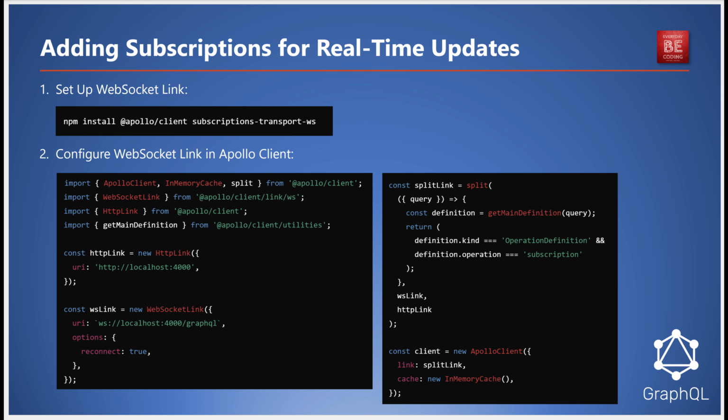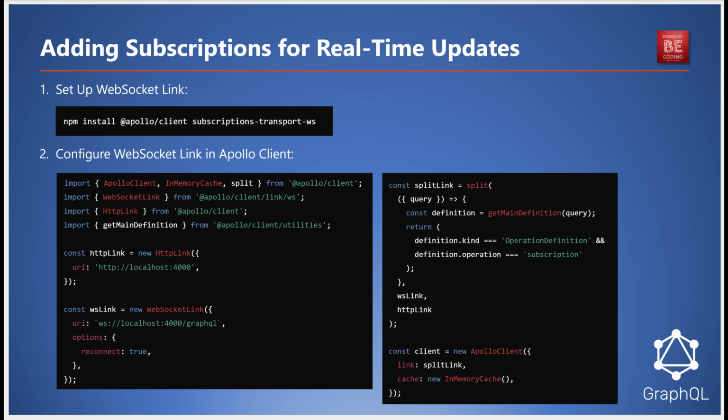Now configure the WebSocket link in the Apollo client. Import necessary modules such as Apollo client, in-memory cache, split from @apollo/client, WebSocket link from @apollo/client/link/ws, HTTP link from @apollo/client, and get main definition from @apollo/client/utilities. Set up the HTTP link to point to your server. For instance, if your server is running locally, you might set the URI to 4000.